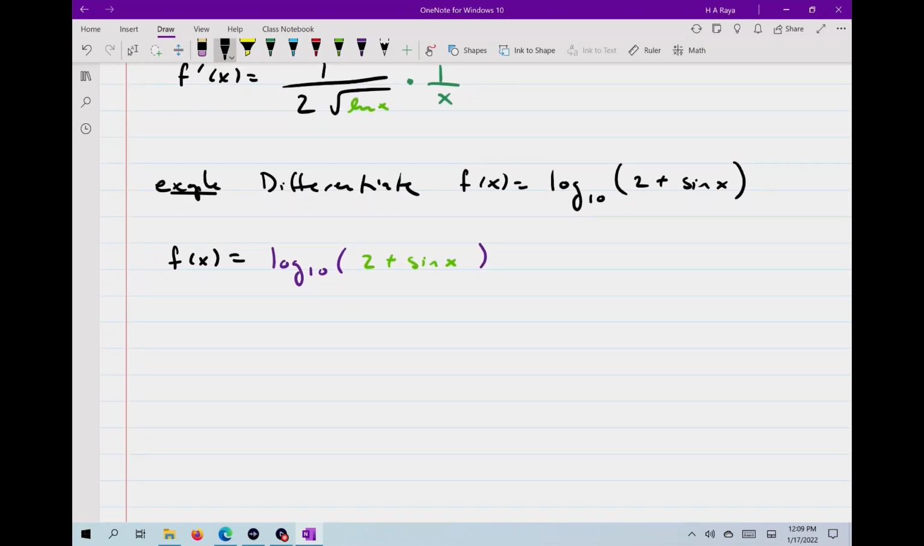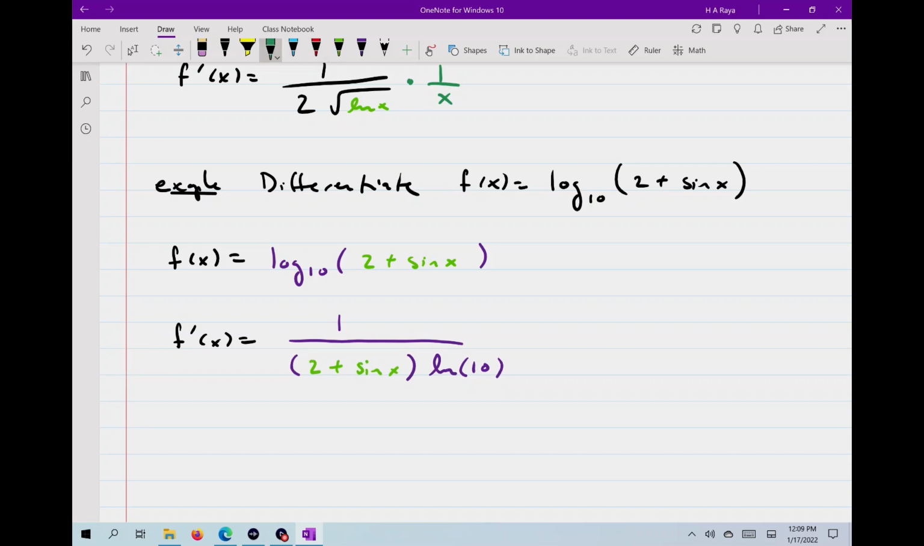To differentiate, we'll use the chain rule. So f prime of x will first take the derivative of the outermost function, our purple log base 10 function. And we saw previously that that derivative was 1 over x, but in this case 1 over the argument, times the natural log of my base, in this case my base being 10. My argument here is my original 2 plus sine x.